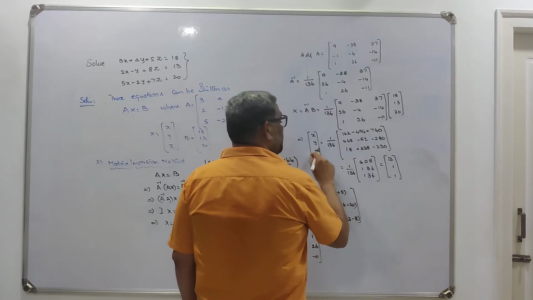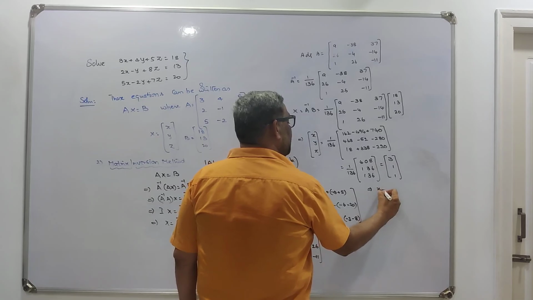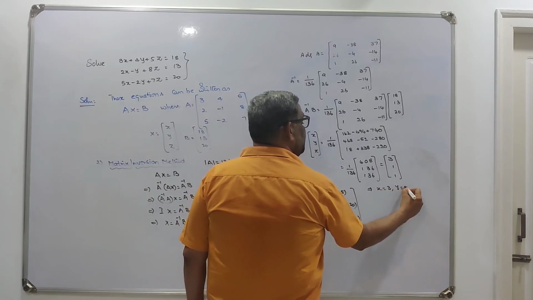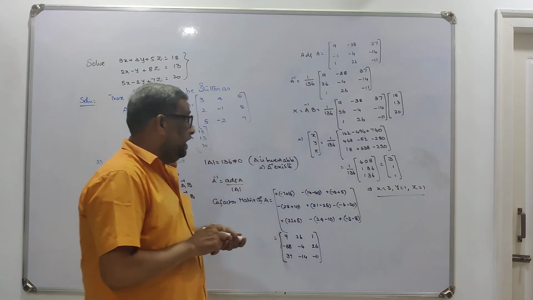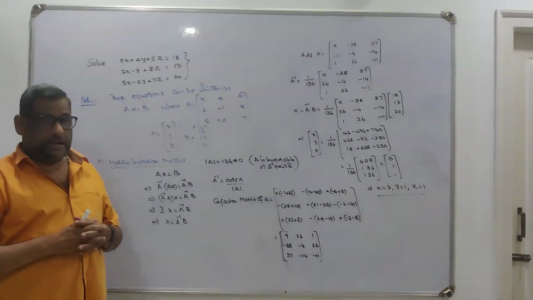So by comparing the coefficients, x is equal to 3, y is equal to 1, and z is equal to 1. This is about the matrix inversion method. You can solve the equations like this.